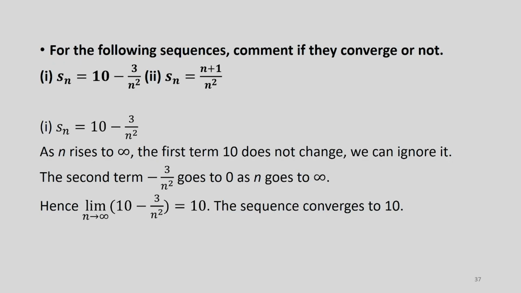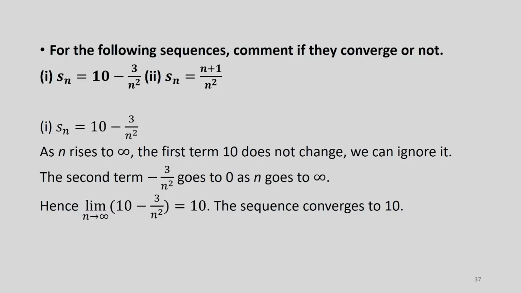Okay, here I am getting a little bit away from the differentiation theme. I am talking about sequences now. For the following sequences, comment if they converge or not. So, two sequences are given. As we know, sequences are generally denoted by Sn, right. Sn in the first part is given by 10 minus 3 divided by n square. In the second part, Sn is given by n plus 1 divided by n square.